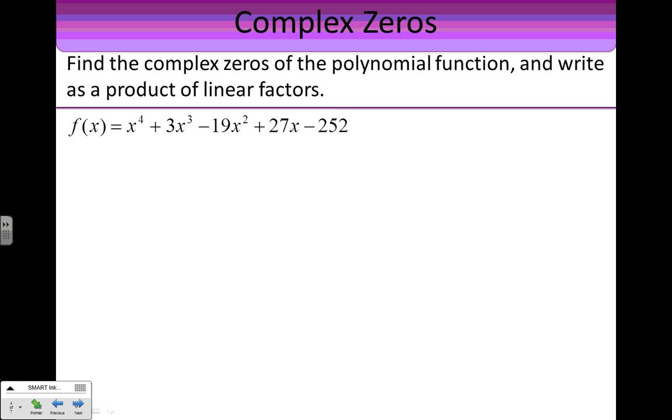Okay, let's do another one. So I have x to the 4th plus 3x cubed minus 19x squared plus 27x minus 252. So here we can't use substitution because we have way too many terms. We also can't use factor by grouping because we have way too many terms. So we're going to have to do our P's and Q's and figure out which factor will go into it.